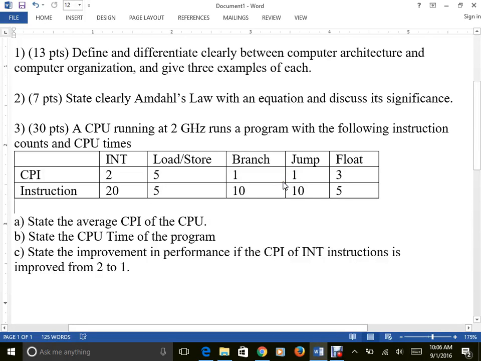All right, so let's review. The first part of the video will be your answer key. So first question, define and differentiate clearly between computer architecture and computer organization and give 3 examples of each.